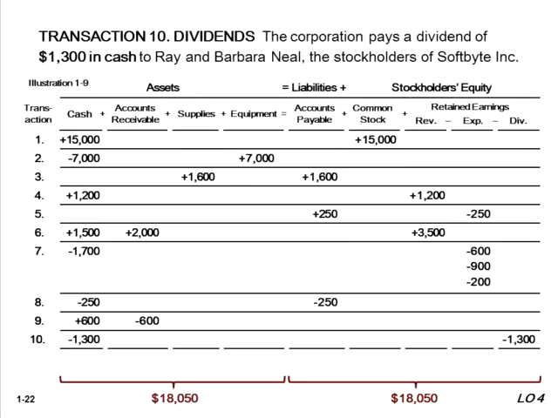All right, our final transaction. The corporation pays a dividend of $1,300 in cash to Ray and Barbara Neal, the stockholders of SoftBite Inc. So cash goes down by $1,300, and then under dividends we put a negative $1,300. We've recorded all the transactions. What we now want to do is add up the assets, add up the liabilities and stockholders' equity. We want to make sure that we have maintained the equality of the accounting equation, and as you can see from this slide, the equality has been maintained.